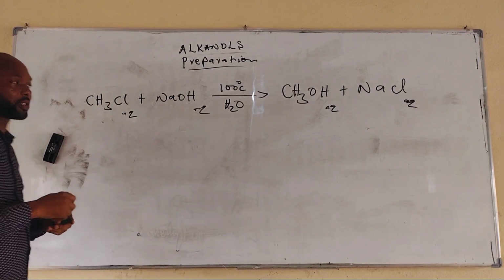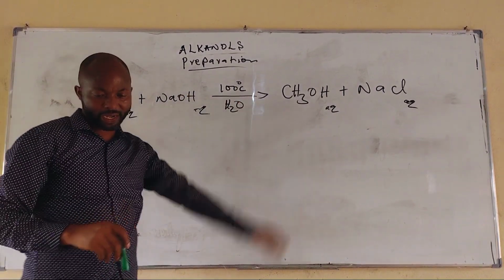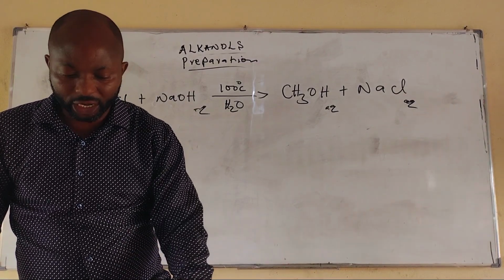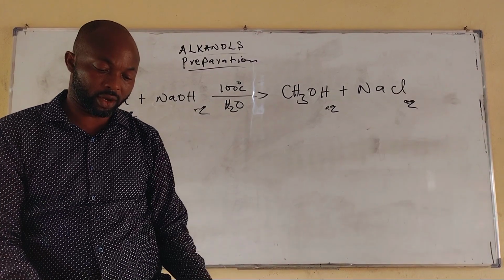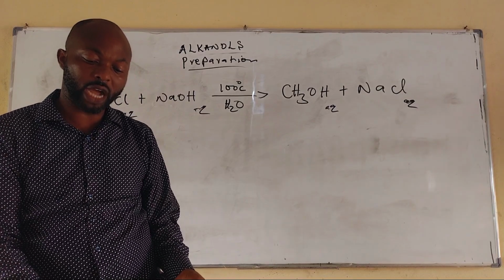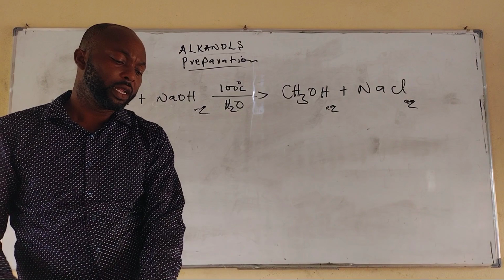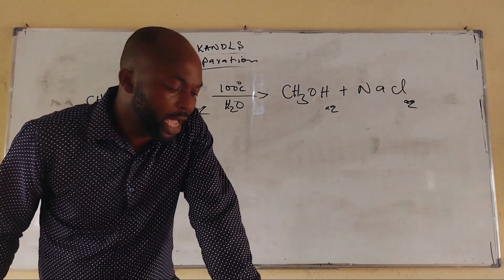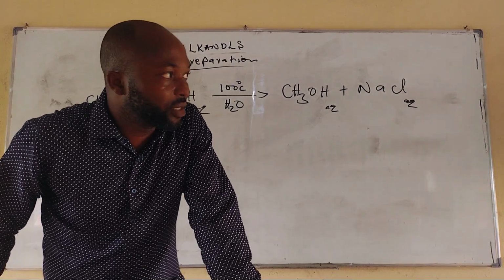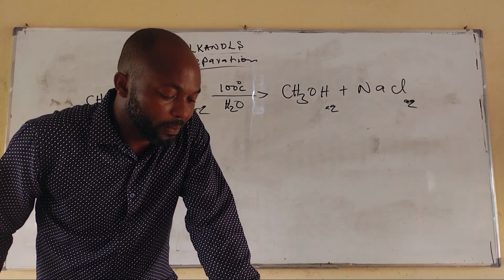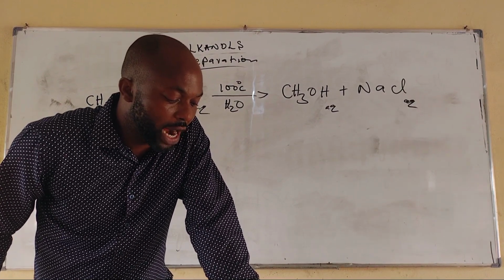So with that, we've been able to produce our methanol, which is our first method of preparing alkanol, the alkaline hydrolysis of haloalkanes. Now the next one is hydration of alkenes, to add water to alkenes.